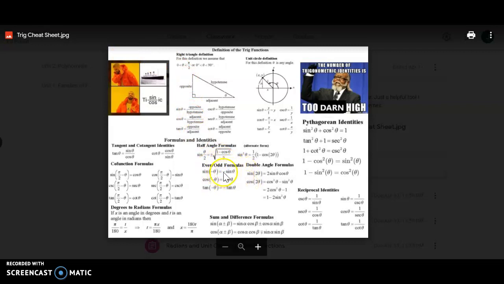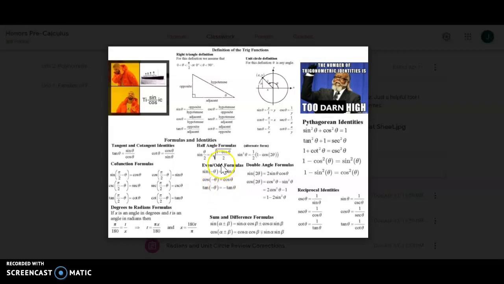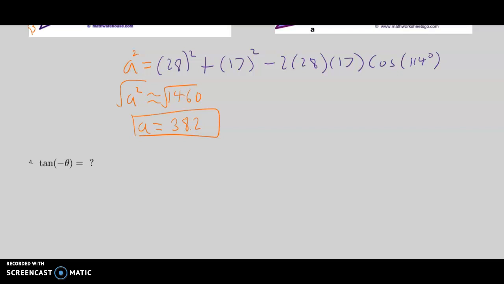So I'm going to go right down here to the even and odd formulas. Tangent of negative theta is equal to negative tangent of theta. So basically these two things are equivalent. The Khan Academy video goes through why that is. I'm running out of time, so I'm not going to go through that here. But this is equal to negative tangent of theta. That's all that was asking you to do, is go find your trig cheat sheet.